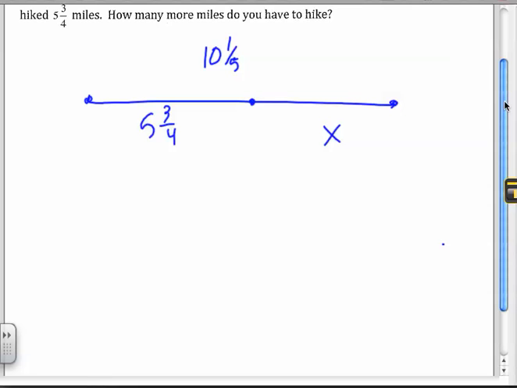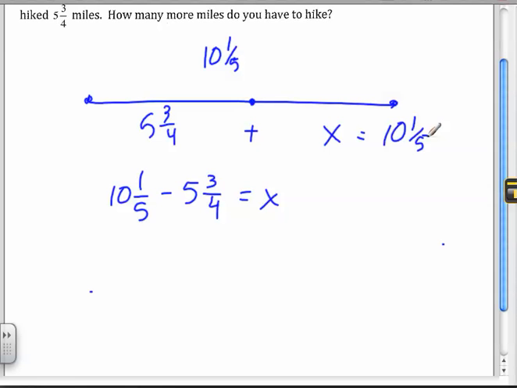So Kintaro says I need to subtract 5 3/4 from 10 1/5, and that should tell me what x equals, right? Good. I like that. Because 5 3/4 plus x equals 10 1/5, right? And to get x by itself, I would subtract 5 3/4, right? Okay, good.